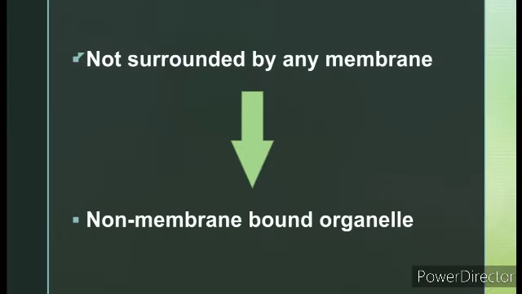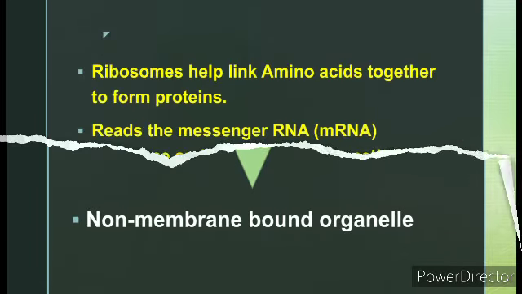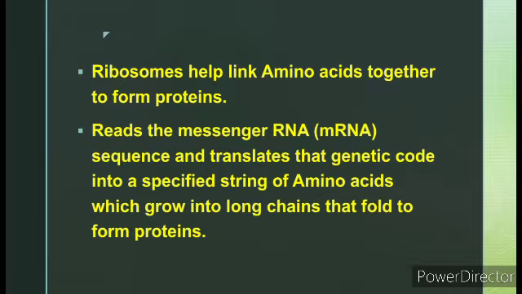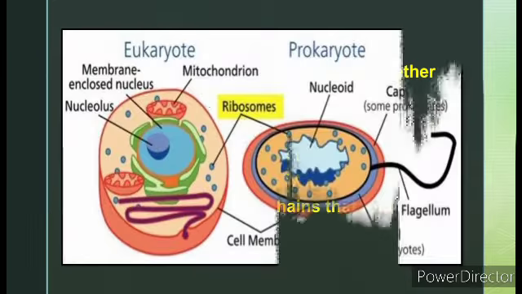Ribosomes are not surrounded by any membrane. They help to link amino acids together to form proteins. Ribosomes read the messenger RNA sequence and translate that genetic code into a specified string of amino acids, which grow into long chains that fold to form the proteins.